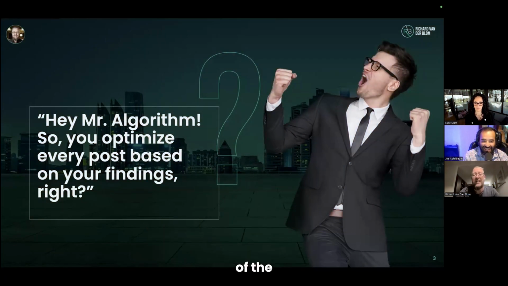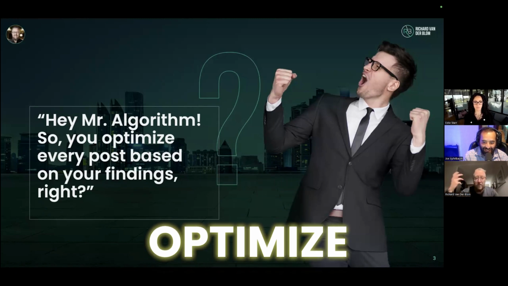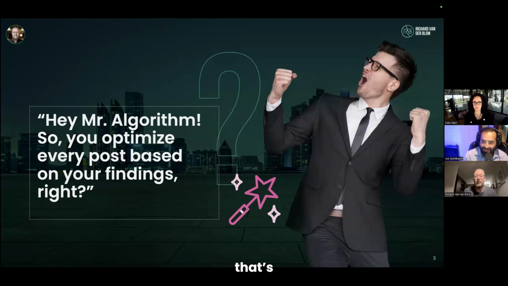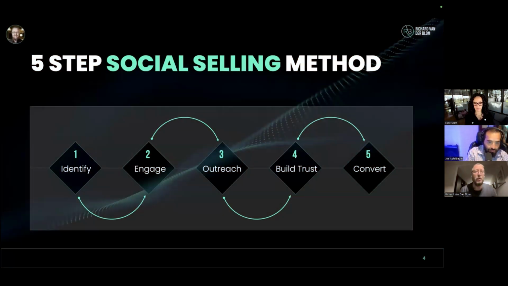If you know some of the key rules and you write for your human audience and you optimize it, you tweak it, that's where the magic happens. That's where you get like 3-4 times more reach. The 5-step social selling method.